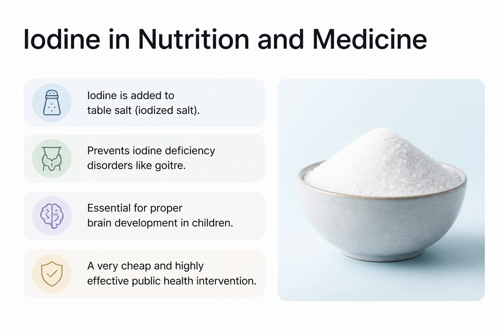Finally, let's look at iodine, which is absolutely critical for human nutrition. To combat widespread deficiencies, many countries add iodine to standard table salt. This simple, incredibly cheap intervention prevents severe thyroid disorders, such as goiter, which is an enlargement of the thyroid gland. More importantly, adequate iodine is essential for normal brain development in children. We will explore the environmental and health concerns associated with iodine in our next segment.